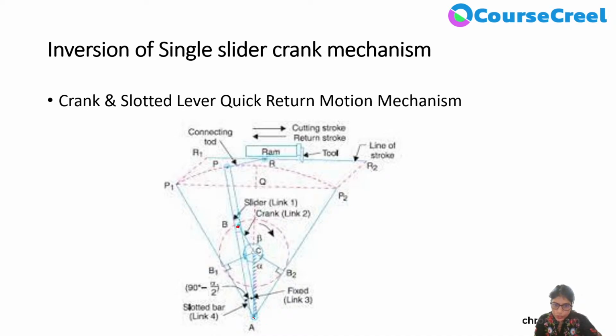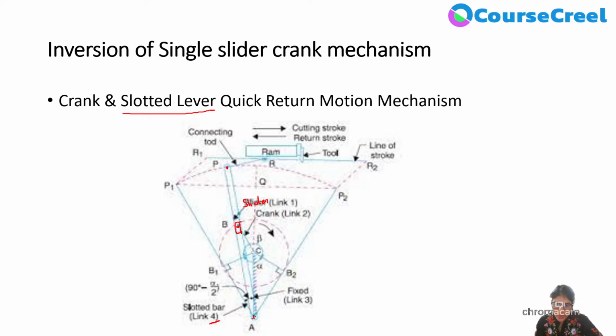You can see these 2 points and this point P. So this AP is a slotted lever part. In this slotted lever we have a slider which is sliding inside. You can see it is written here, slider. So the slider we are considering link 1, and the slotted lever or slotted bar where the slider is sliding we are considering as link 4.